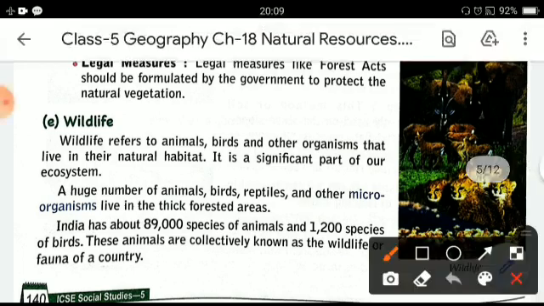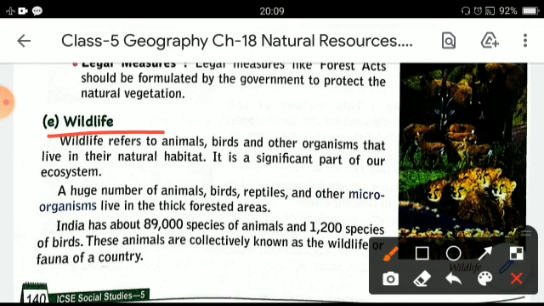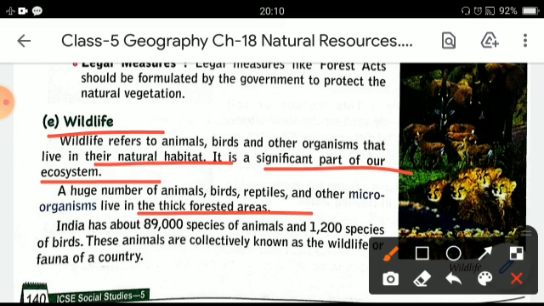Now let's read about wildlife. Wildlife refers to animals, birds and other organisms that live in their natural habitat. It is a significant part of our ecosystem. A huge number of animals, birds, reptiles and other microorganisms live in the thick forested areas. In India, there are about 89,000 species of animals and 1,200 species of birds. These animals are collectively known as the wildlife or fauna of a country.